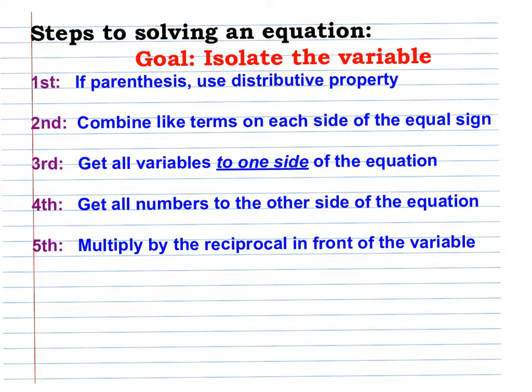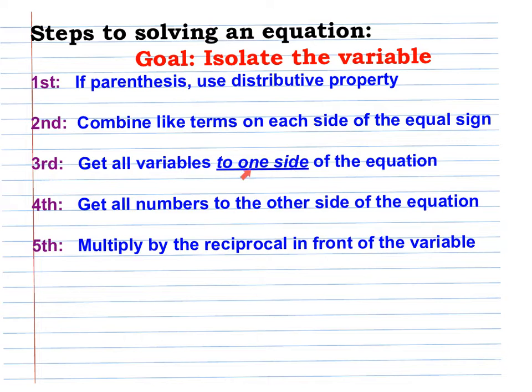Remember, our goal is to isolate the variable, get it to be one variable. So if you ever see parentheses, you're going to use a distributive property. Second, you're going to combine like terms on each side of the equal sign. That's very important. And the way you combine like terms is anything that has a variable, you combine the numbers in front of them by adding and subtracting, and same thing with constants.